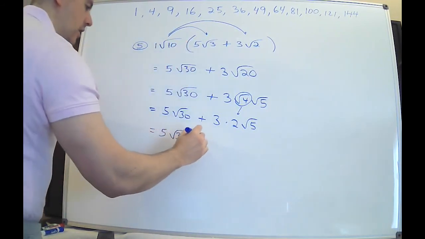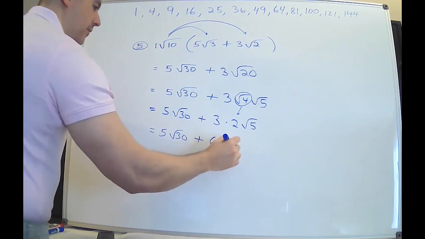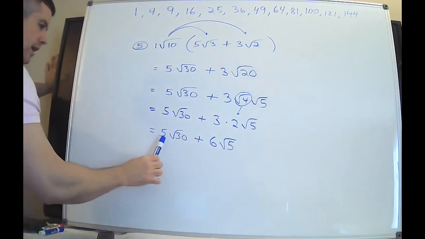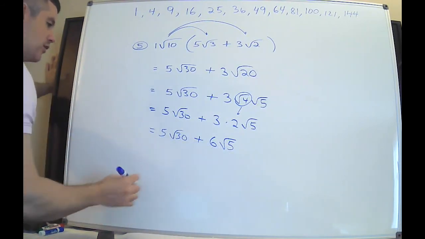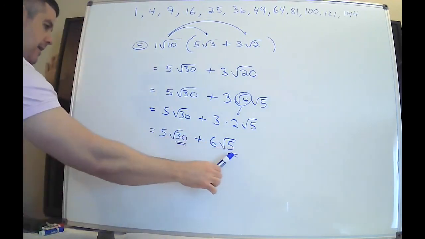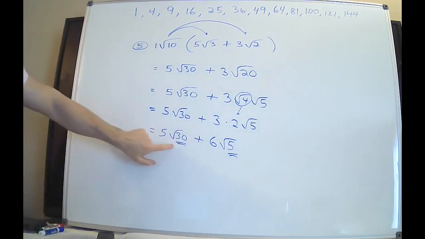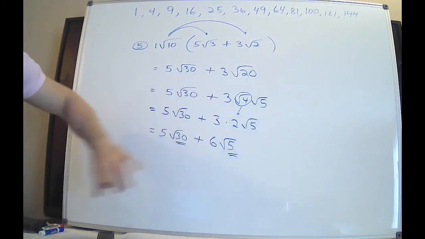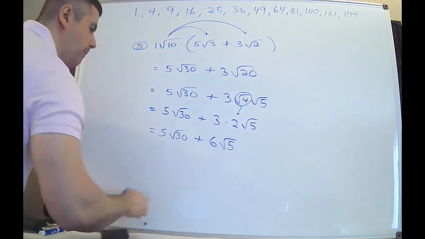It doesn't change. Here you have to do 3 times 2 to make 6 on the outside, and then you get a 5. Don't get cute and think, oh, 5 plus 6 is 11. 30 plus 5 is 35. It doesn't work that way. These are different radicals. You cannot ever add them together. If this was radical 5 and this was radical 5, you could combine them, but I can't. So I'm done. I stop.